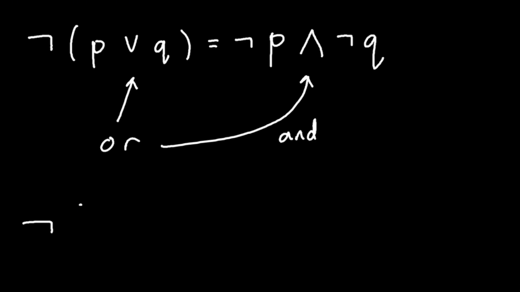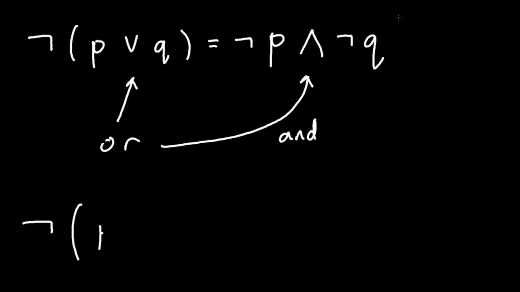So you have an inverter with parentheses. Now these parentheses are important because if you just had not P or Q, this is an entirely different statement. You're only applying the negation onto the P, not onto the statement P or Q. So keep in mind these parentheses are required for De Morgan's theorem.